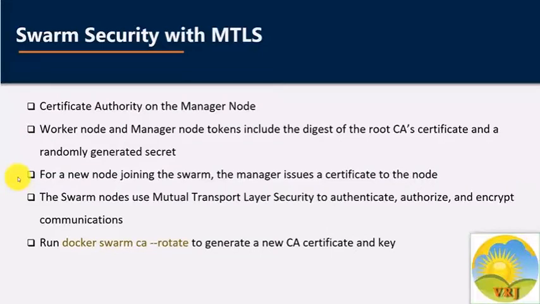The certificate contains a randomly generated node ID to identify the node under the certificate common name and the role under the organizational unit. The node ID serves as the cryptographically secure node identity for the lifetime of the node in the current swarm. The nodes in the swarm use mutual transport layer security to authenticate, authorize, and encrypt the communications with other nodes in the swarm. When using the internal certificate authority, the root certificate can be rotated as well. We need to run the docker swarm ca --rotate command to generate a new CA certificate and key.